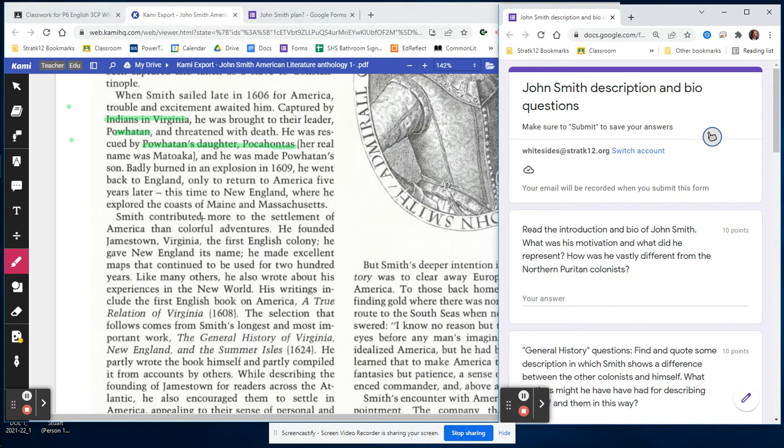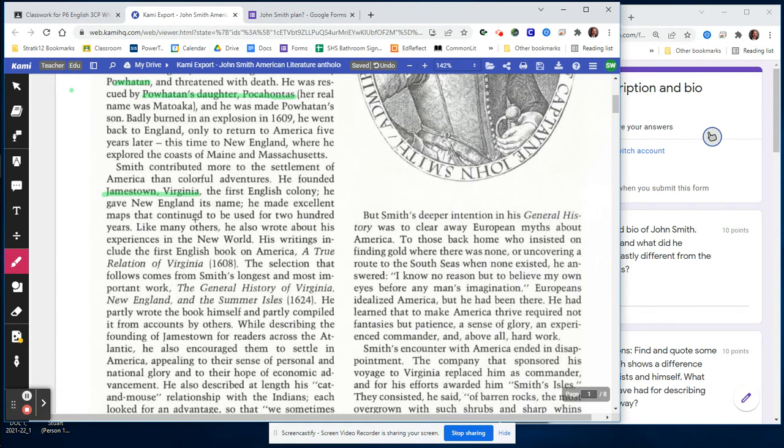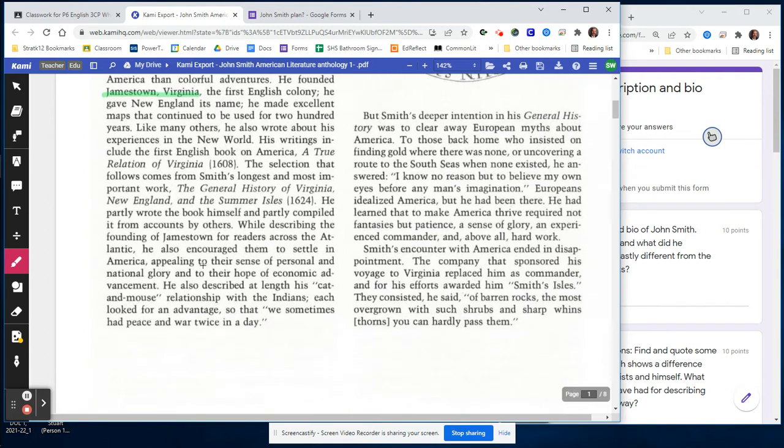Smith contributed more to the settlement of America than colorful adventures. He founded Jamestown, Virginia, the first English colony. He gave New England its name. He made excellent maps that continue to be used for 200 years. And like many others, he also wrote about his experiences in the New World. His writings included the first English book in America, A True Relation of Virginia. The selection that follows comes from Smith's longest and most important work, The General History of Virginia, New England, and the Summer Isles. He partially wrote the book himself and partly compiled it from accounts by others.